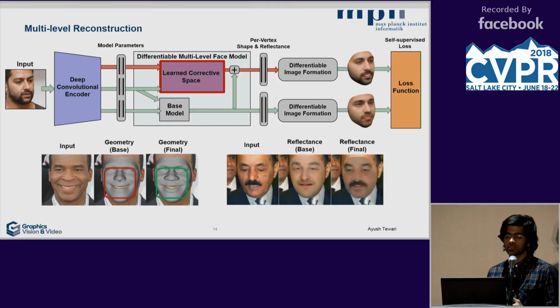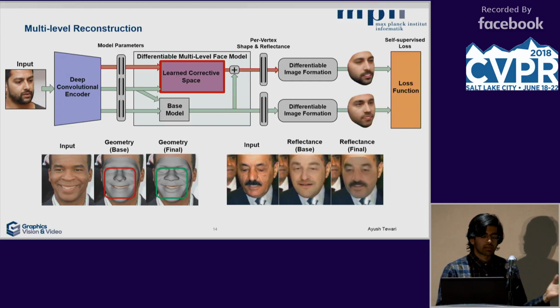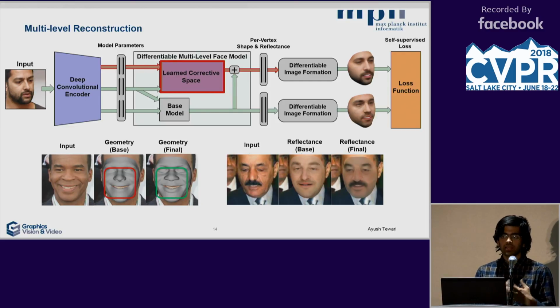Here you see a comparison of using just the base model for the reconstruction compared to using the corrective space as well. So you can see that the corrective space indeed brings us outside of the morphable model space and gives us higher quality reconstruction for both the components.